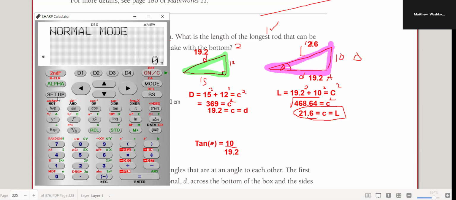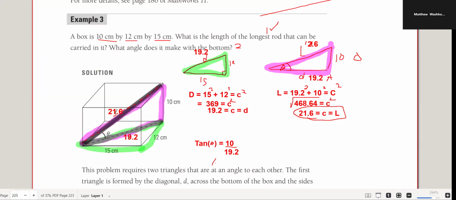So instead, I'm going to take the second function of tangent, the inverse of tangent, that little -1 there. And I'm going to take the inverse of the fraction. And that's going to give me the angle. 27.5 degrees. So theta, the angle, is equal to 27.5 degrees. Awesome.